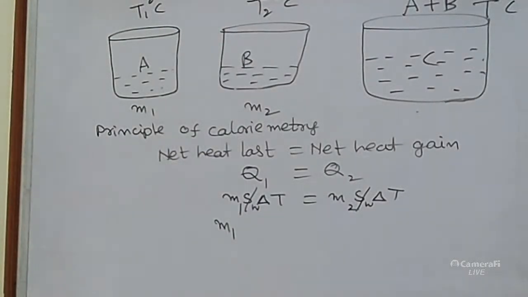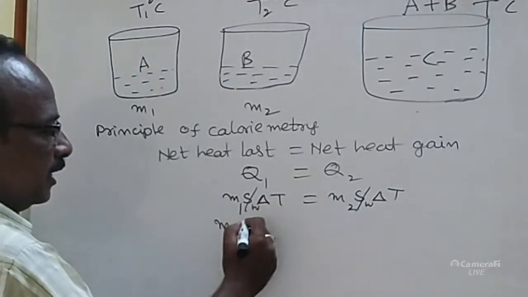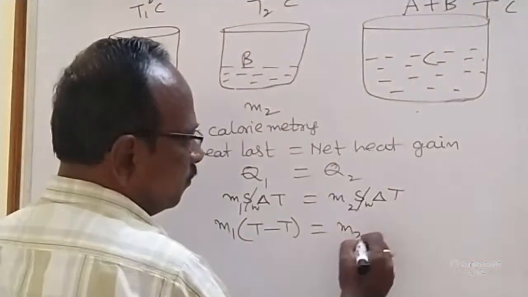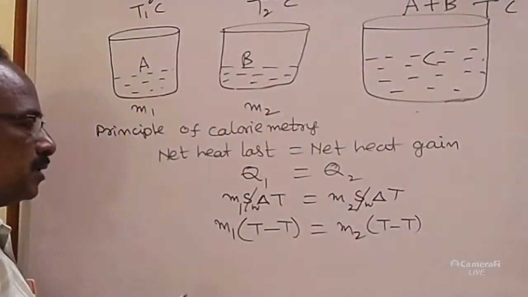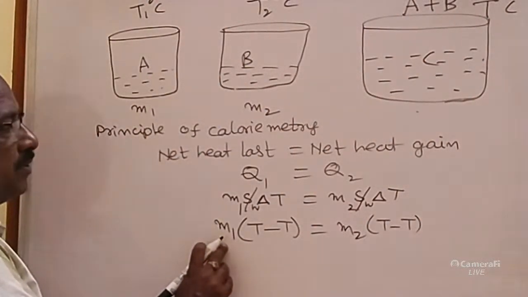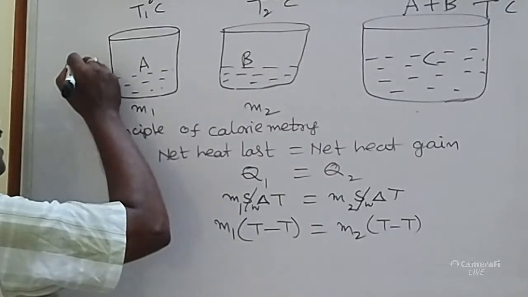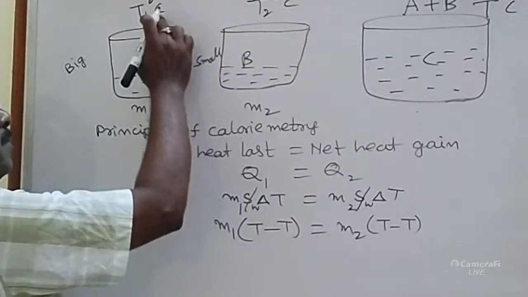So in net heat loss, nana, which one is the big one? This one is the big one. Delta T means, for example, T minus T. Here M2, T minus T, for example. So here you can observe which one is the big one, nana. This one is big, this one is small. So the big one means T1.